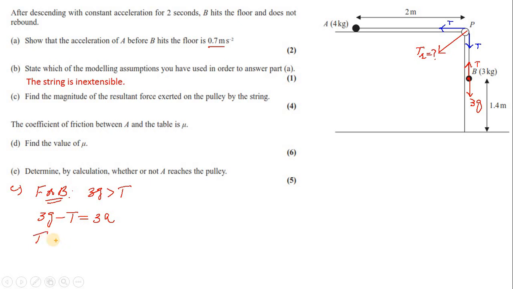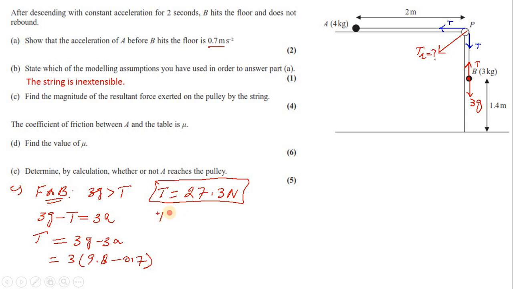In this case, 3 is the mass, and we need to find T. So T would be equal to 3g minus 3a, which is 3 times (g minus a), so 9.8 minus 0.7. So T would be equal to 27.3 Newton. This is the tension. And now TR will be the resultant of two T's. This T, 27.3, and this T, 27.3. Both are the same.